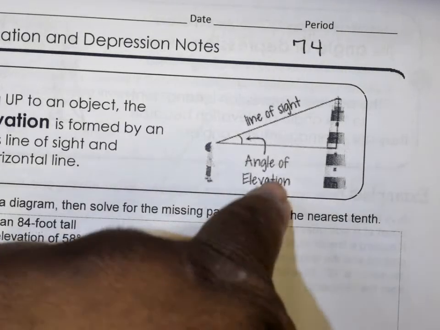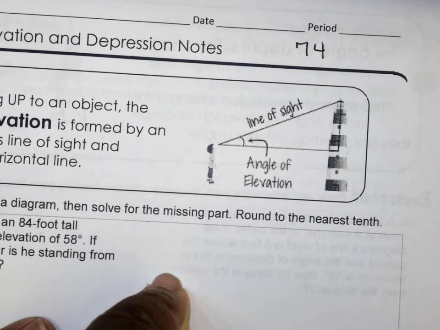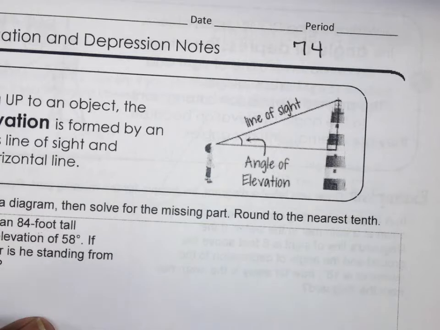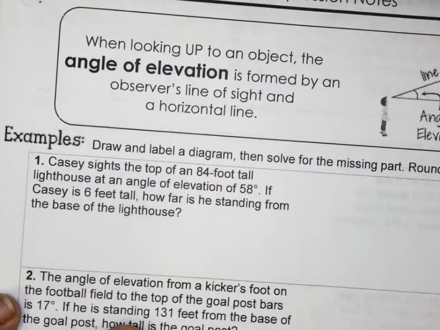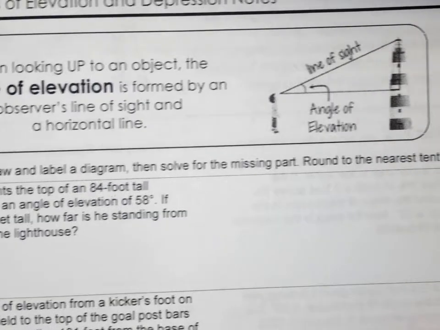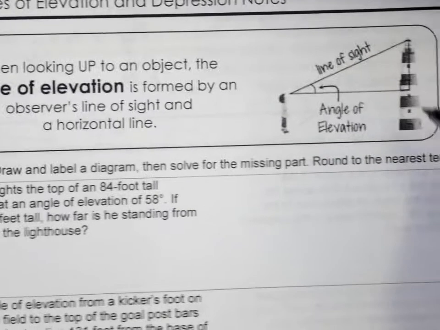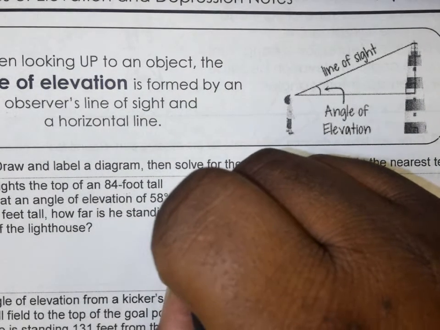This first actual drawing right here is the drawing that's going to work for our first scenario, so I'm going to duplicate it down here. I'm not going to draw the stuff as well, obviously. It says draw and label a diagram, then solve for the missing part, round to the nearest tenth. The first one says KC sights the top of an 84-foot tall lighthouse at an angle of elevation of 58 degrees. If KC is 6 feet tall, how far is he standing from the base of the lighthouse? So this scenario needs to be drawn out. Once again, it's the same scenario that's right here.